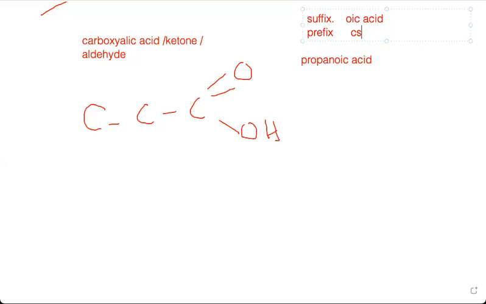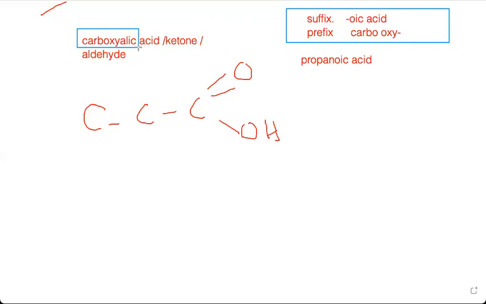Carboxy. You have to write it like this. This dash means there is continuation, and it means this will be added at the last of the chain. So this is the suffix and the prefix for carboxylic acids. Let's focus on the carboxylic acid first, then we can move to another thing. So right now I am focusing on carboxylic acid.